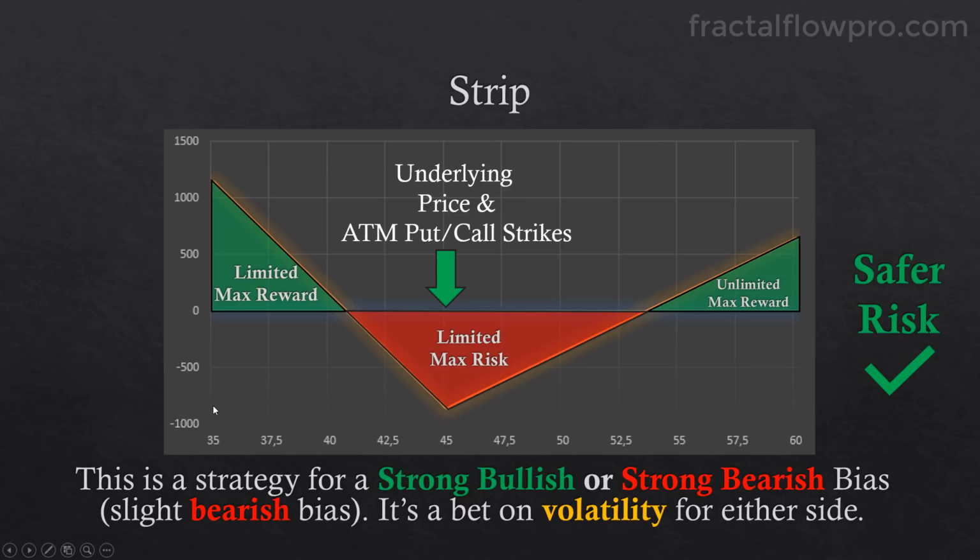We can notice that by observing how the payoff line to the downside has a steeper angle than the payoff line to the upside. The ideal market scenario for this strategy is a bet on volatility for either side of the market, but with a slight bias to the downside, since profits will accelerate faster in that case. In terms of risk, this strategy has a limited maximum risk and an infinite maximum potential reward. This strategy, like the long straddle, is considered to be a safer strategy.